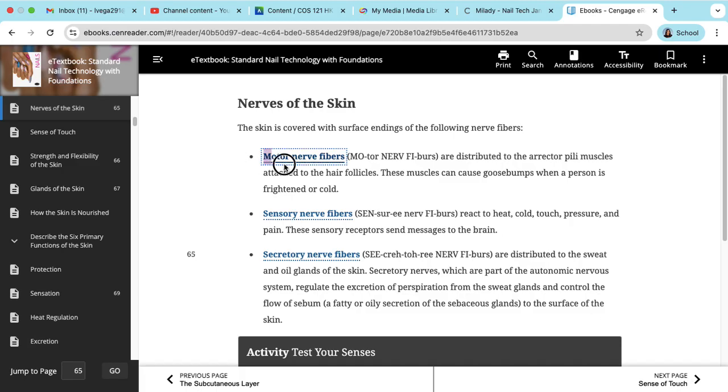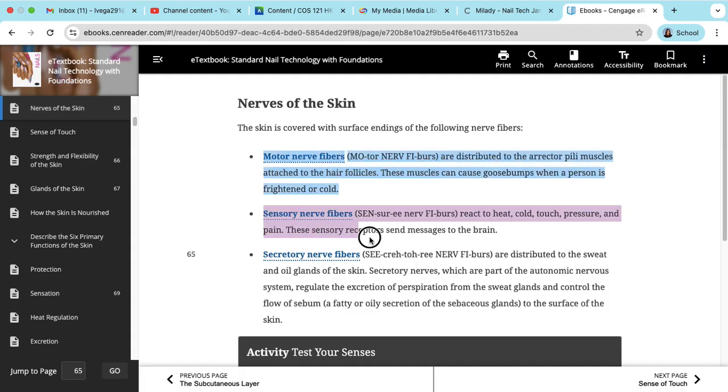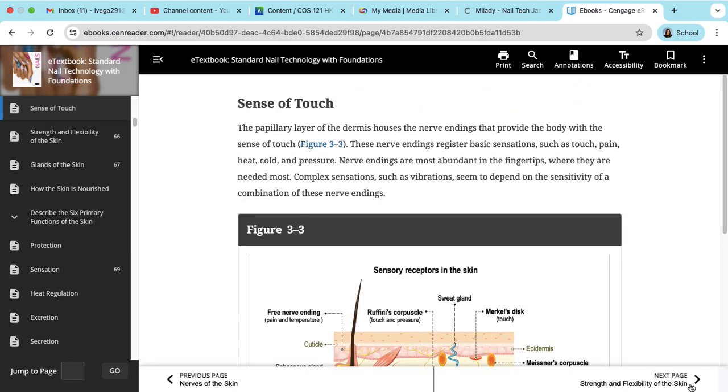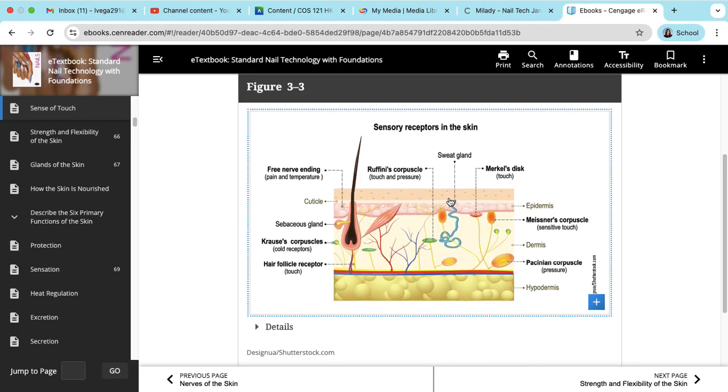So let's highlight the important things. Sense of touch. The papillary layer of the dermis houses the nerve endings and provides the body with the sense of touch. And here we have a picture. Then we can look at where's the epidermis, where's the dermis.